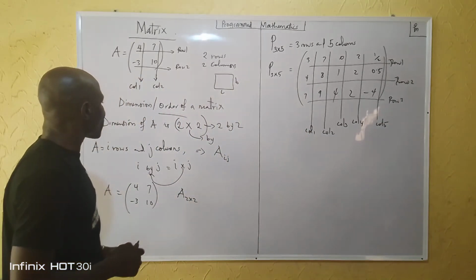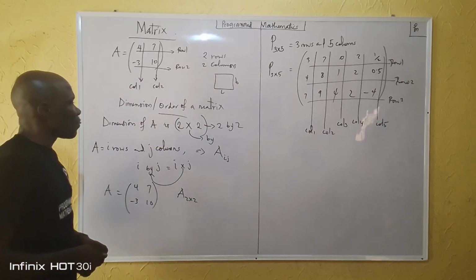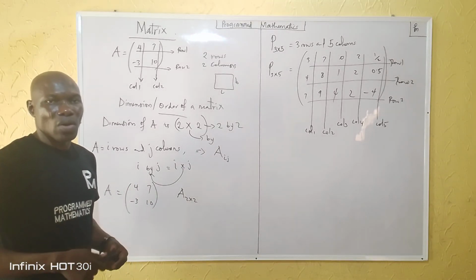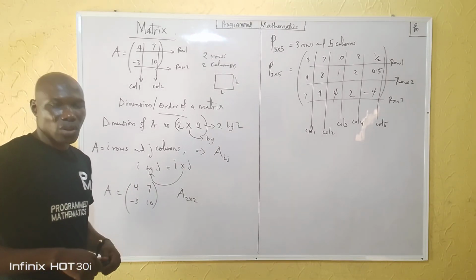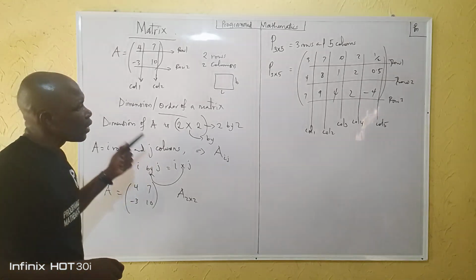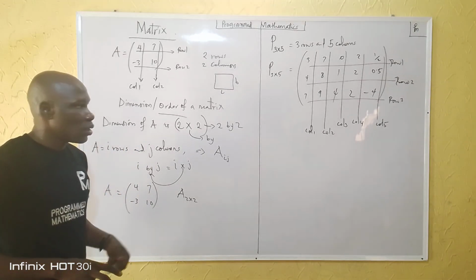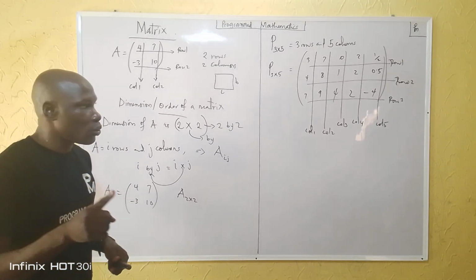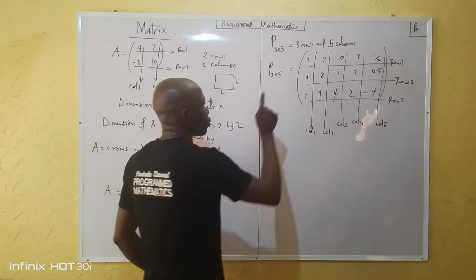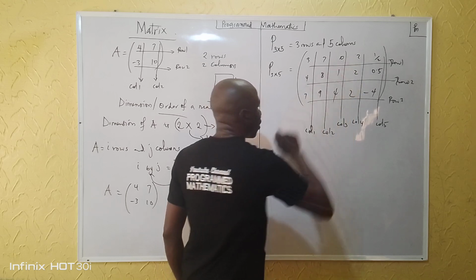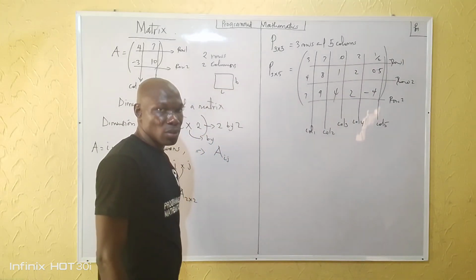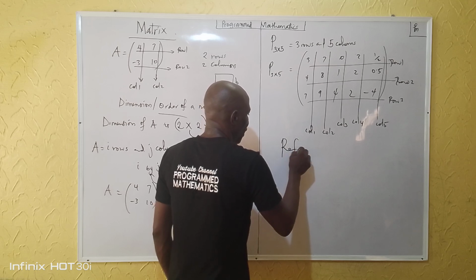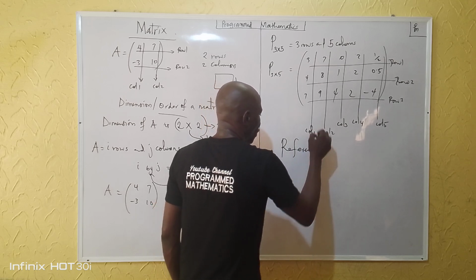Okay, so it's important to note this. When you talk about the dimension or order of a matrix, it's just a question of what is the number of rows and the number of columns a matrix is composed of. Now, why is this very important? Knowing the dimension of any given matrix will help you in learning how to refer to each element of the matrix. Okay, and so let's look at referencing elements of a matrix.